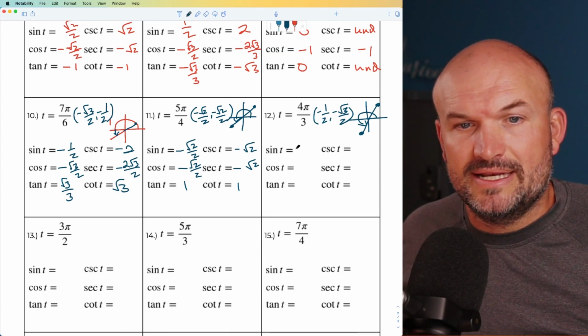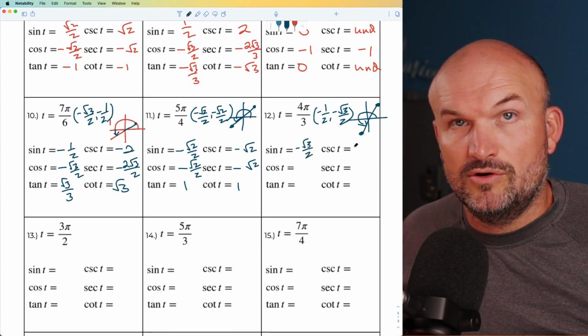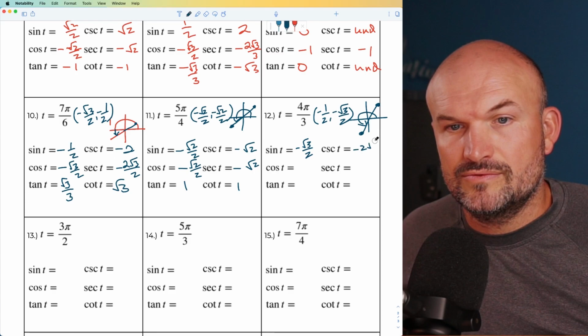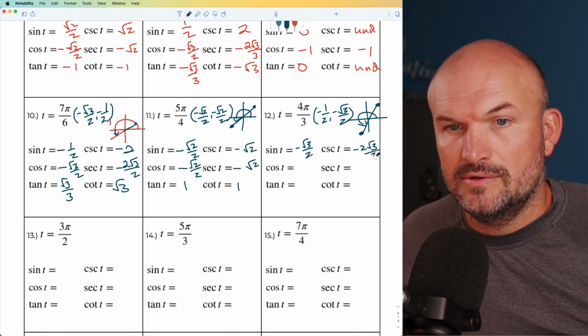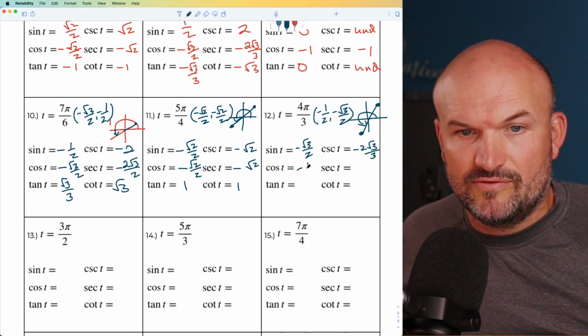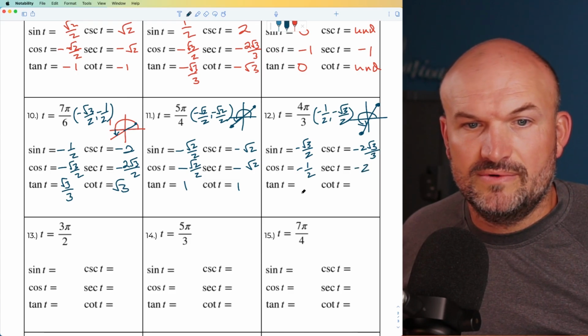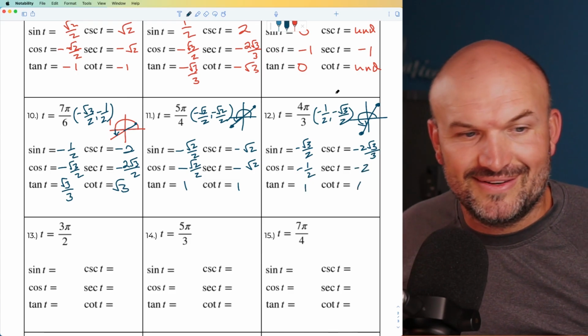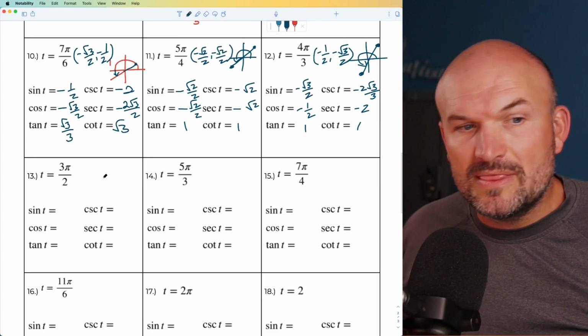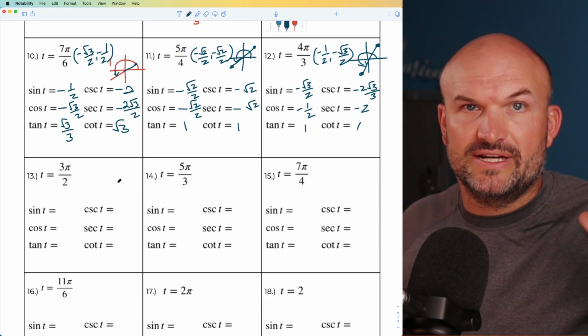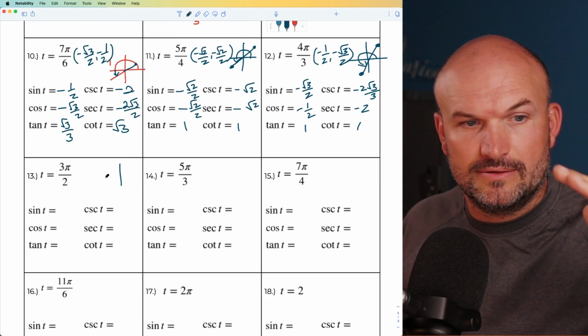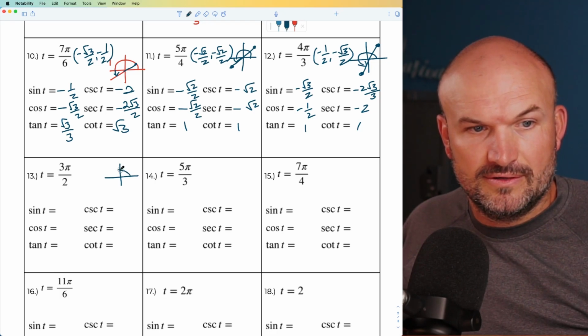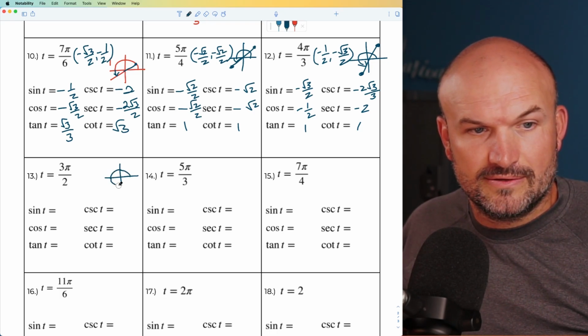So sine is going to be negative square root of 3 over 2. Hopefully you're pretty good at this now. Cosecant is negative 2 square root of 3 over 3. Cosine is going to be negative 1/2. Secant is going to be negative 2. And this is going to be positive 1, positive square root of 3 over 2. Ooh, getting a little faster. So these are going to be in halves, right? So we have 1/2, 2 halves, 3 halves.